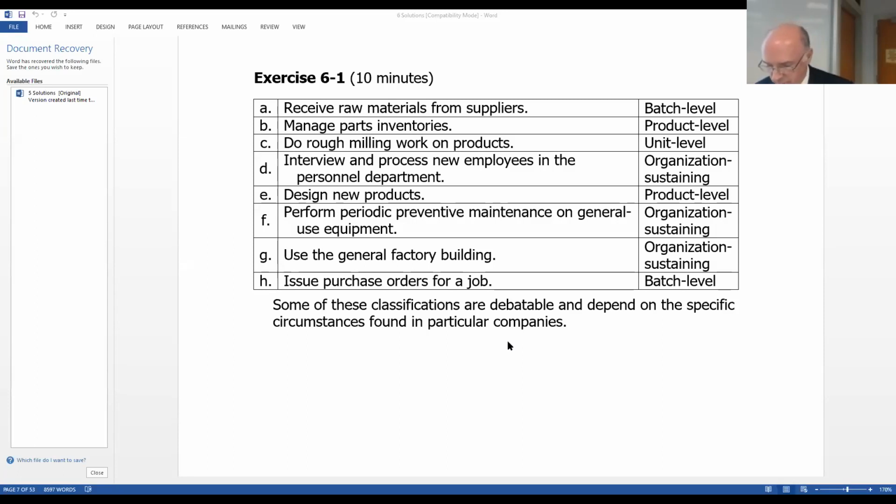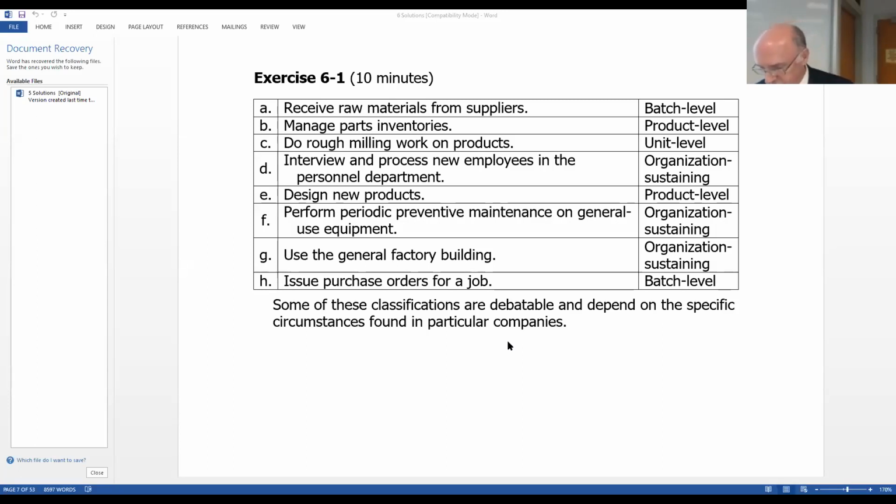I mean, eventually you're going to have to come back. It says, the requirement, what are we going to do with this information? Classify each of the activities above as either a unit level, batch level, product level, or organization sustaining activity. Again, those organization sustaining activities would be like the president's salary, the rent on the corporate headquarters 1,000 miles away, stuff like that. So let's see what we have.